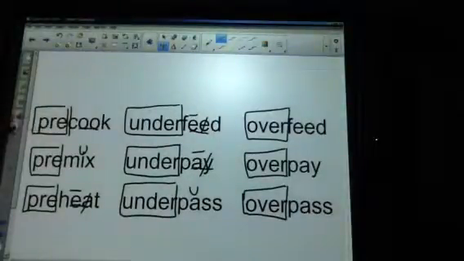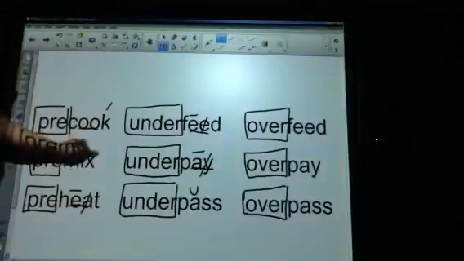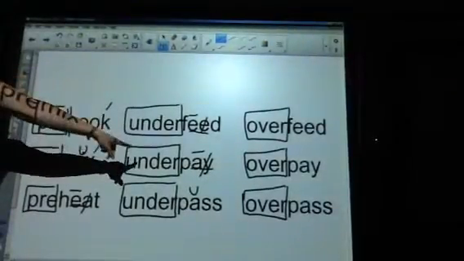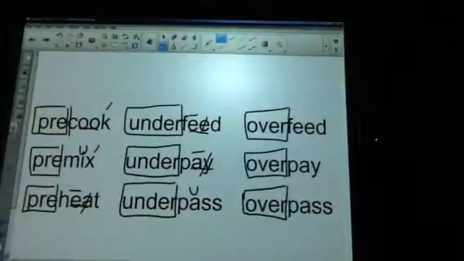So would this be pre-cook or pre-cook? Pre-cook, second syllable. Pre-mix or pre-mix? Pre-mix. They're the same as those, Marcus. Okay? Preheat or preheat? Preheat.